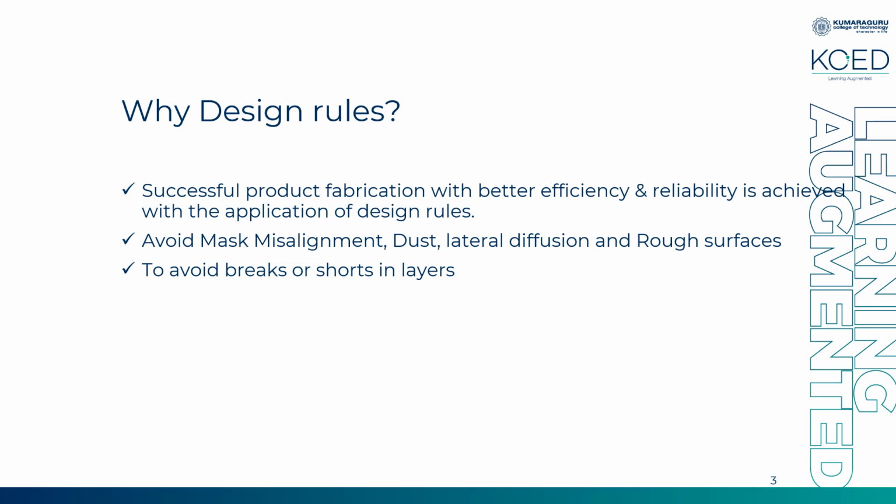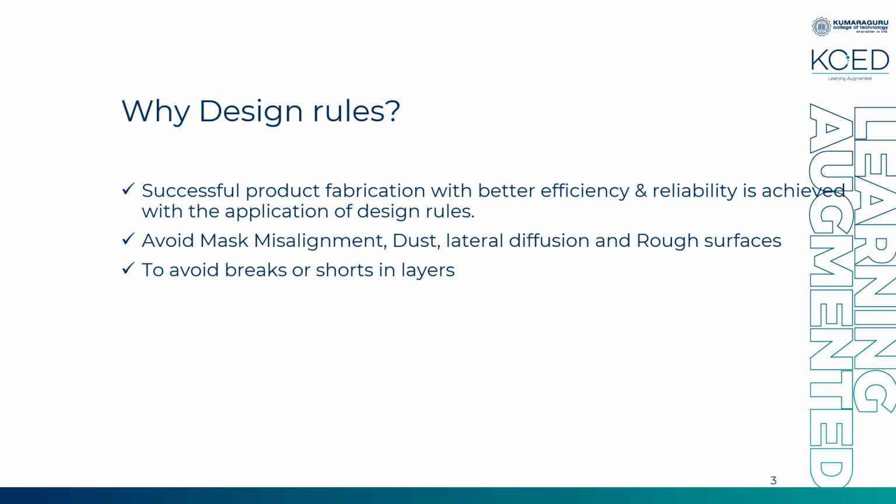Likewise, I have mentioned lateral diffusion, dust and rough surface. Whenever you do the fab, you cannot always get a smoother surface. You get a rough surface. So one of the costs of rough surface and lateral diffusion is that it may not be a proper layout. The circuit may not be designed with a proper layout. So you will have lateral diffusion.